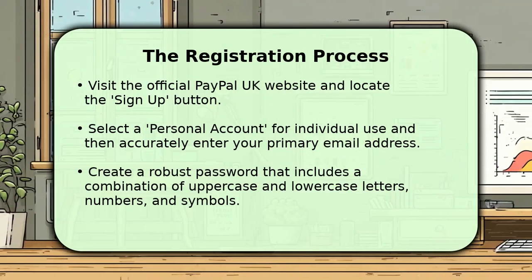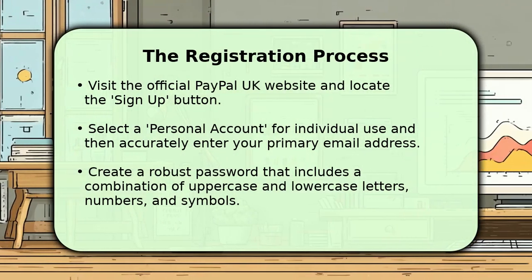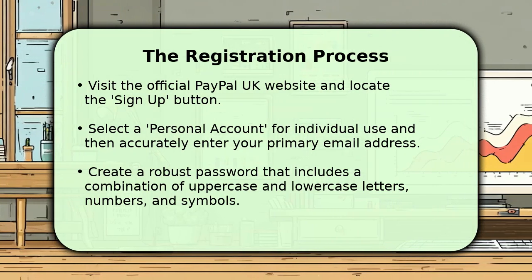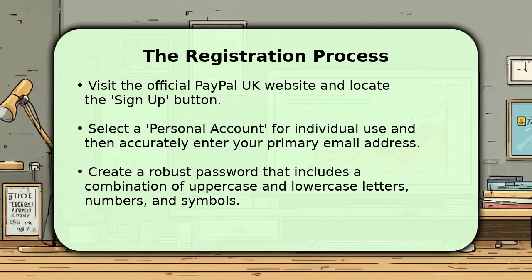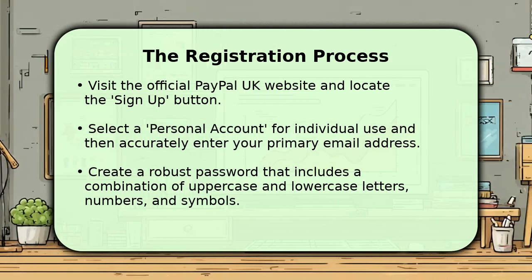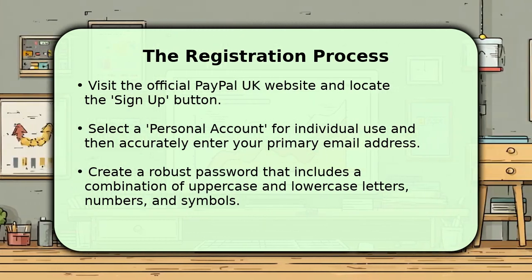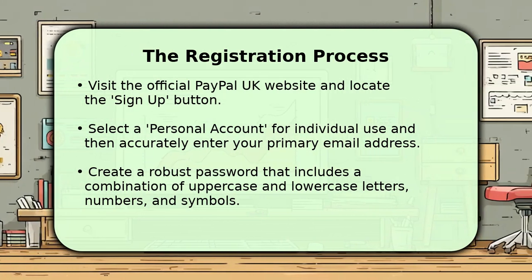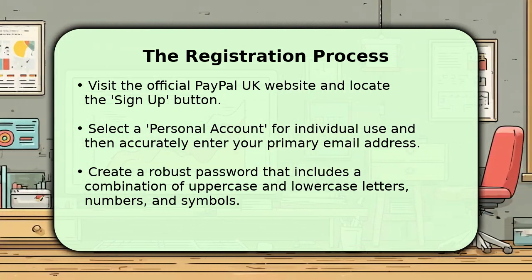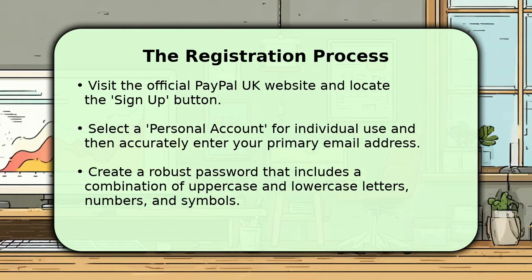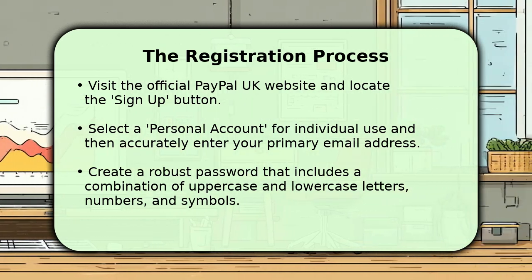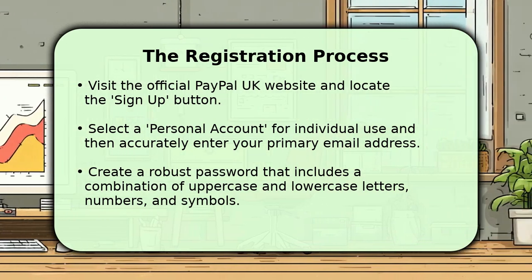Next, navigate to the official PayPal website for the United Kingdom and click the Sign Up option. Choose a personal account type. This is perfect for individual users. You will then input your email address, which will serve as your primary account identifier. Remember to create a strong, unique password, combining different character types for maximum security. This protects your financial information.